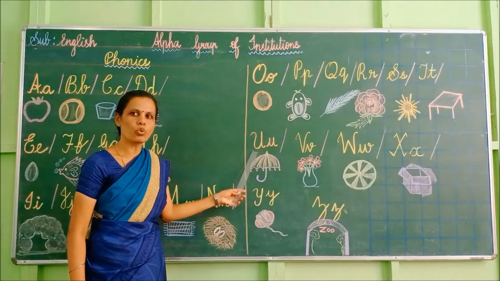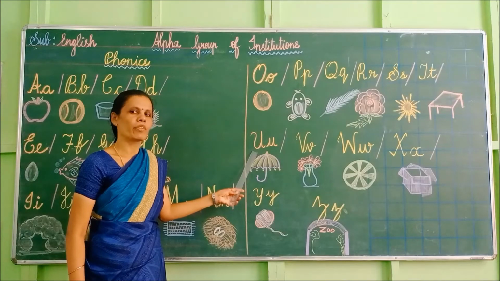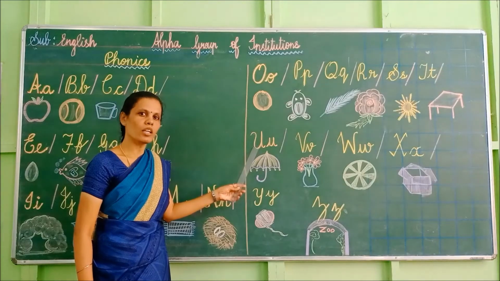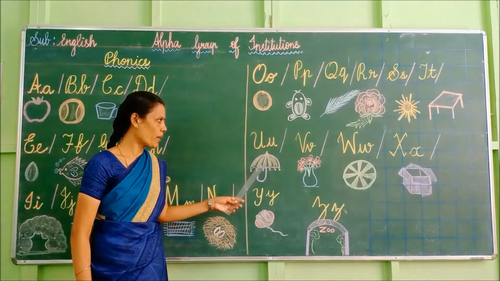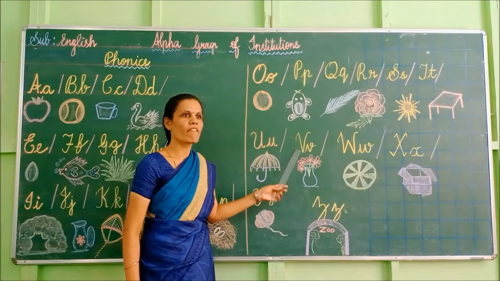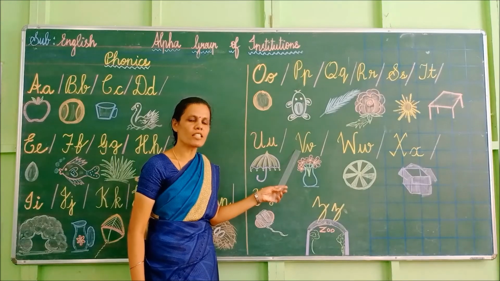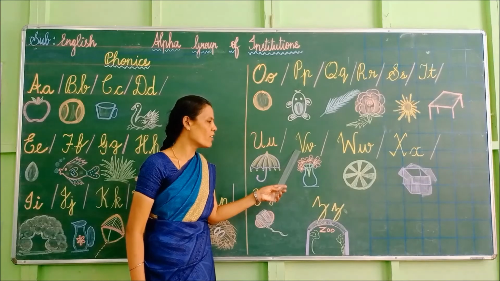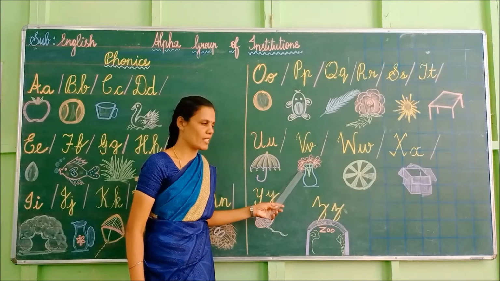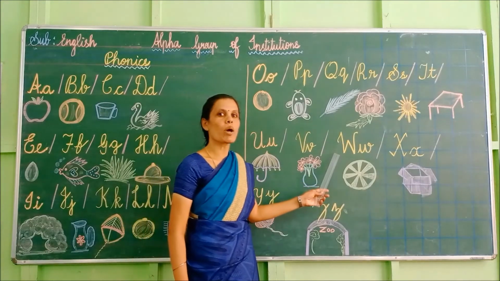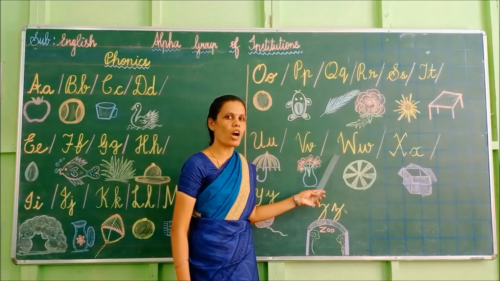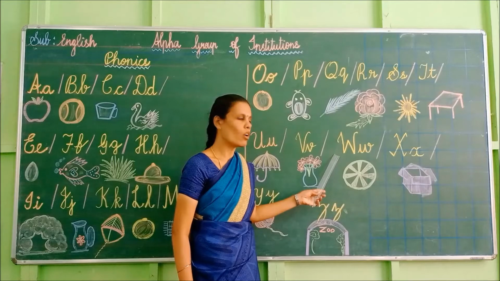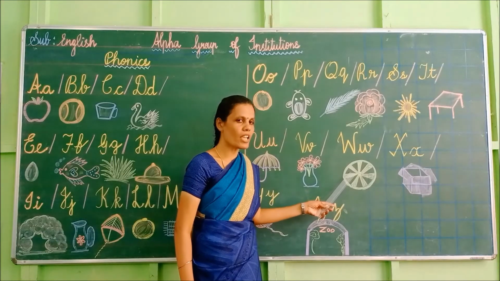U. U sounds A. Umbrella. Next one. V. V sounds V. V, vase. Next one. W. W sounds W. W, wheel.